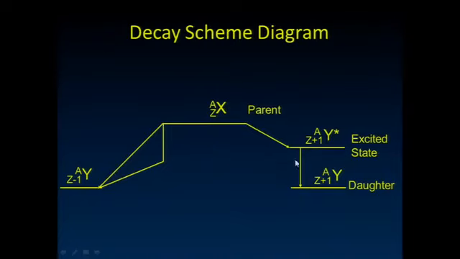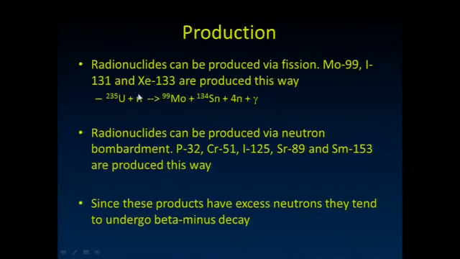So maybe by isomeric transition scheme, giving off a gamma ray, and also by giving rise to a beta particle, let's say. How do we produce them? Well, there are a lot of different ways. Some of the radionuclides can be produced via fission. Molybdenum-99, which we then use as a generator for technetium-99m, is produced that way. So most of the molybdenum we get comes from nuclear power plants.